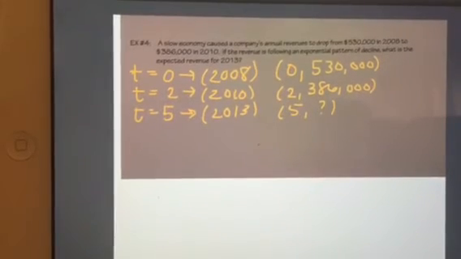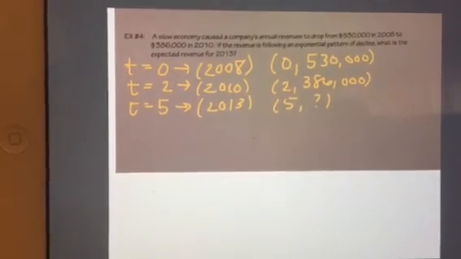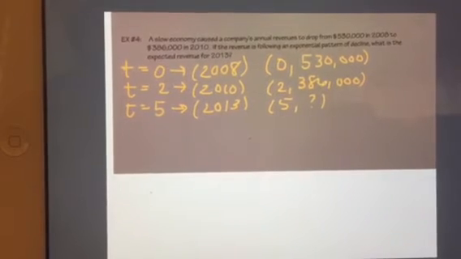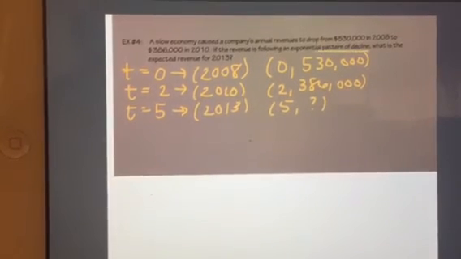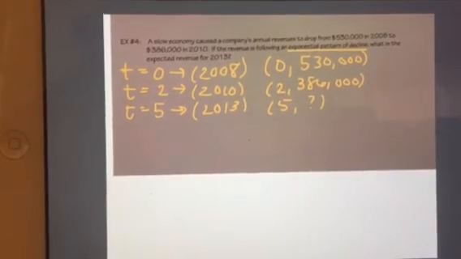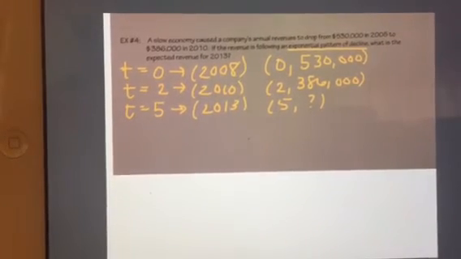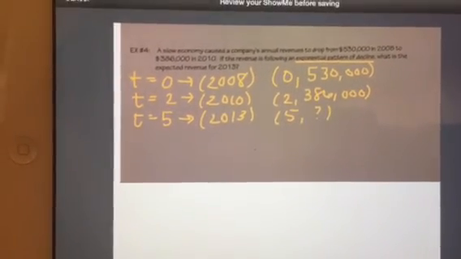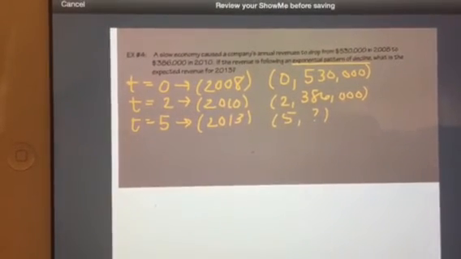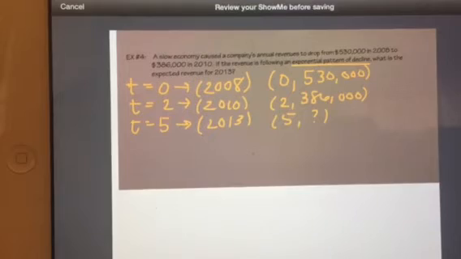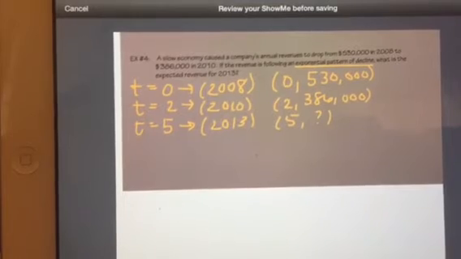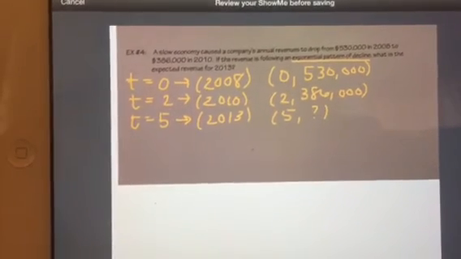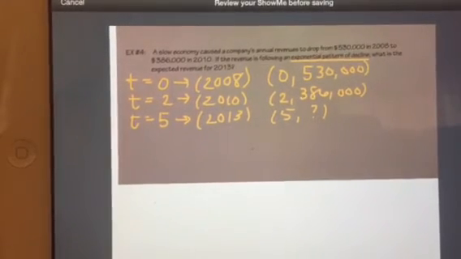So for our next example, a slow economy caused a company's annual revenue to drop from 530,000 in 2008 to 386,000 in 2010. If the revenue is following an exponential pattern of decline, what is the expected revenue for 2013? So I've already set up our initial time back in 2008 as time is equal to 0. So when time is 0, we have a revenue of 530,000. In 2010, that would mean time is 2. We'd have 386,000. And we're looking for when time is 5, which is in 2013, we're looking for a revenue value there.